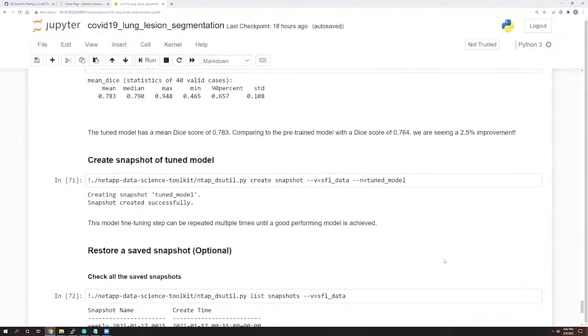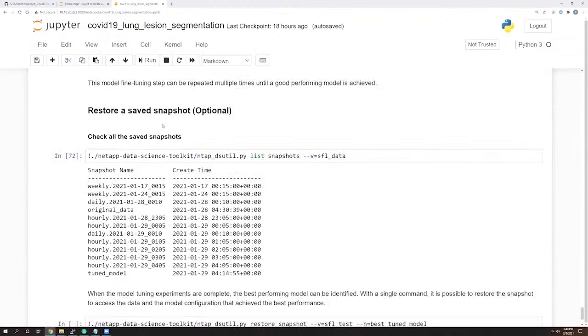When we have this tuned model, what we can do again here is create a snapshot of the model. This is also what we did before our tuning experiment. After creating a snapshot, we now have another copy of the data and the model configurations at this time point. So if we want to fall back to another model, we still have a copy that's saved. That makes sure we have this traceability of the model, which is very important in the implementation of healthcare models. Again, restoring a saved snapshot is only one line of code using the data science toolkit.